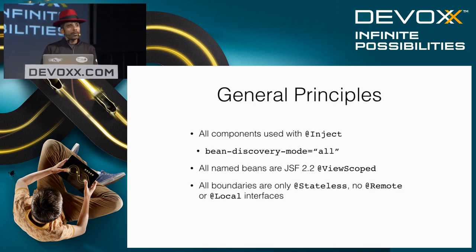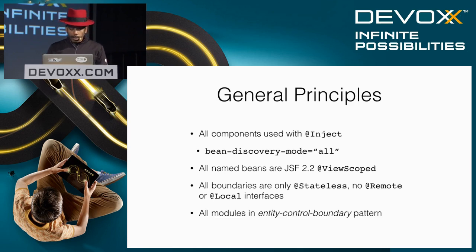All boundaries are only stateless, so there is an entity control boundary pattern. There are no remote or local interfaces because everything is happening within the WAR file. So literally putting the @Stateless annotation is enough because it says, oh, this is a local EJB, everything is transactional, and we're going to go with that.